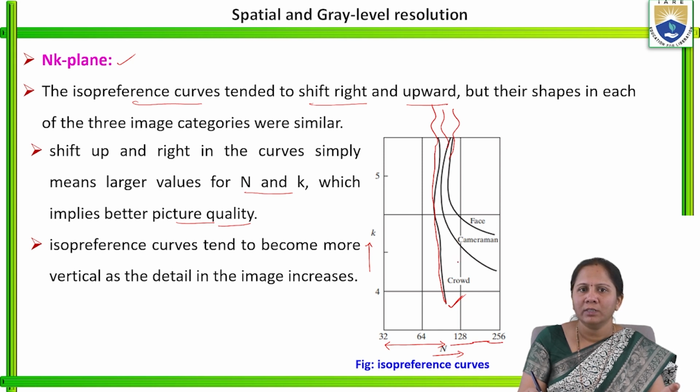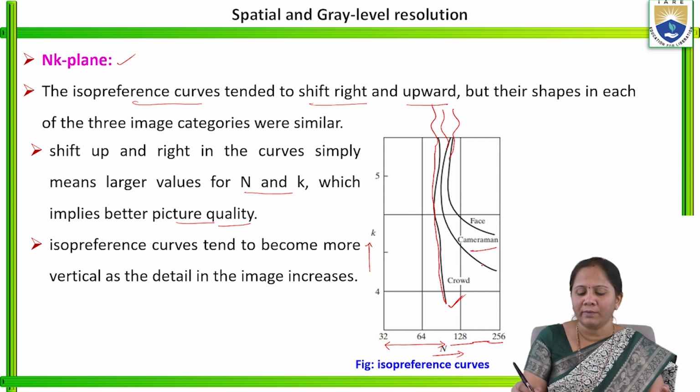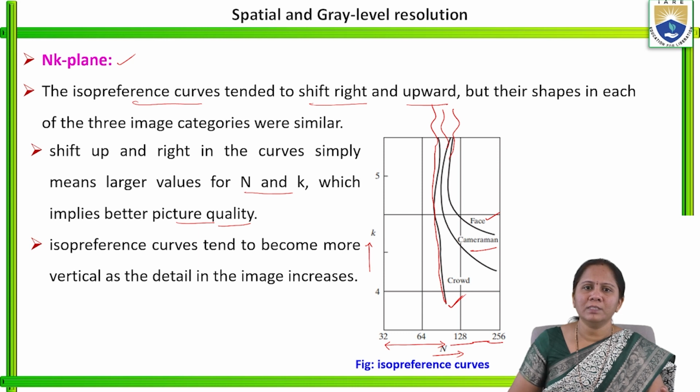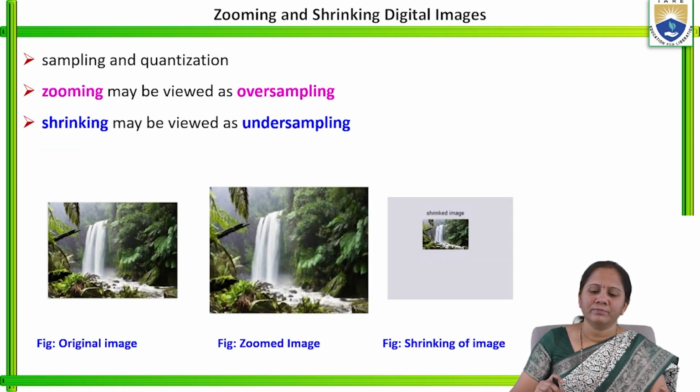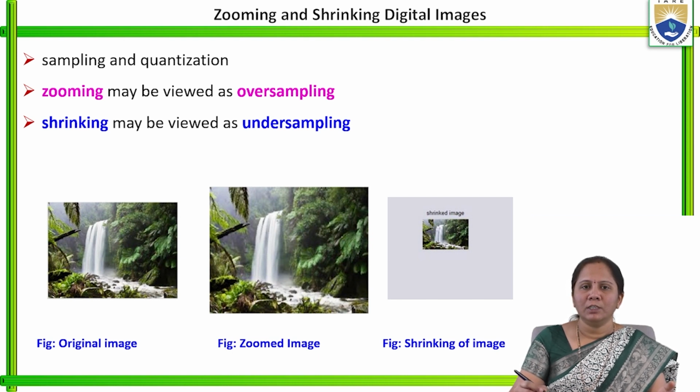Next, the cameraman image has medium details, and a lesser amount of detail is available in the woman's face. So this is how the iso preference curves are drawn based on the details present in the image. That is what we have about spatial resolution and gray level resolution.